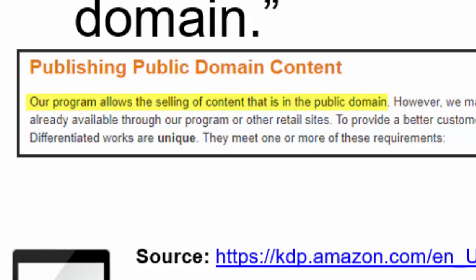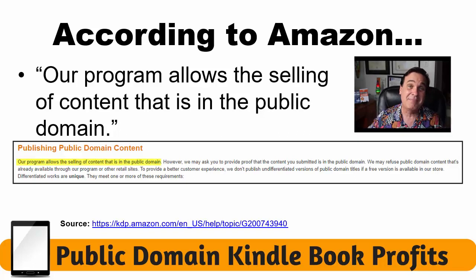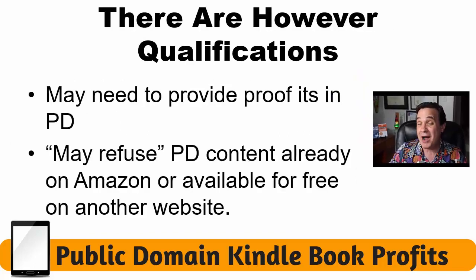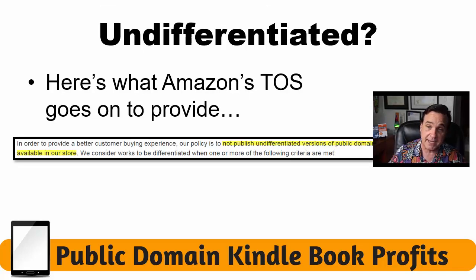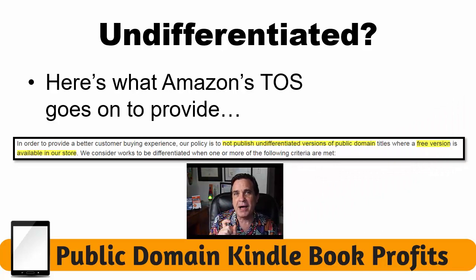So obviously there are some conditions where public domain material is allowed, but there are qualifications. One thing that you need to understand is that Amazon may ask for proof that whatever you're publishing is in fact in the public domain, and I'm going to teach you how to address this in just a second. And it may refuse public domain content already on Amazon or available for free on other websites. Now, here's the other interesting thing about how you can put up just about any type of public domain content, even if it is available elsewhere on Amazon or other places for free.